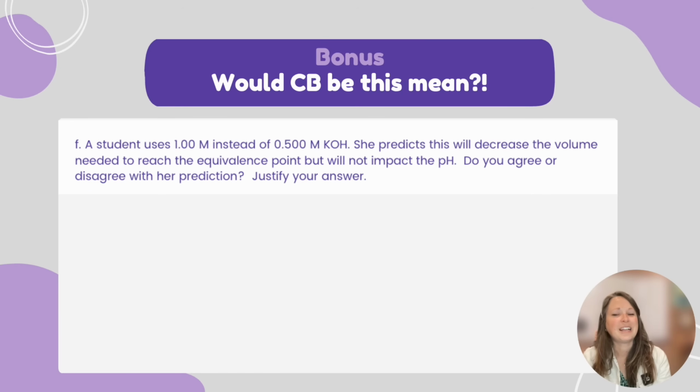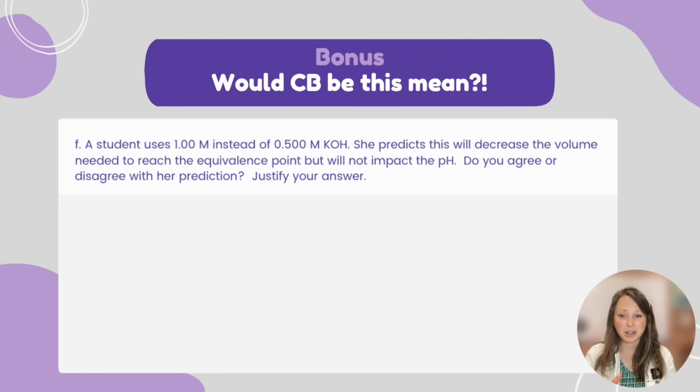All right, so this is another bonus. I wrote this and then I was like, oh, this is probably outside the scope, but let's just talk about it. We haven't seen anything like this, but it doesn't mean we couldn't see something like this. So a student uses 1 molar instead of 0.5 molar potassium hydroxide. She predicts this will decrease the volume needed to reach the equivalence point, but will not impact the pH. Do you agree or disagree with her prediction? And justify your answer. So again, step by step, let's think about how this change impacts everything else.